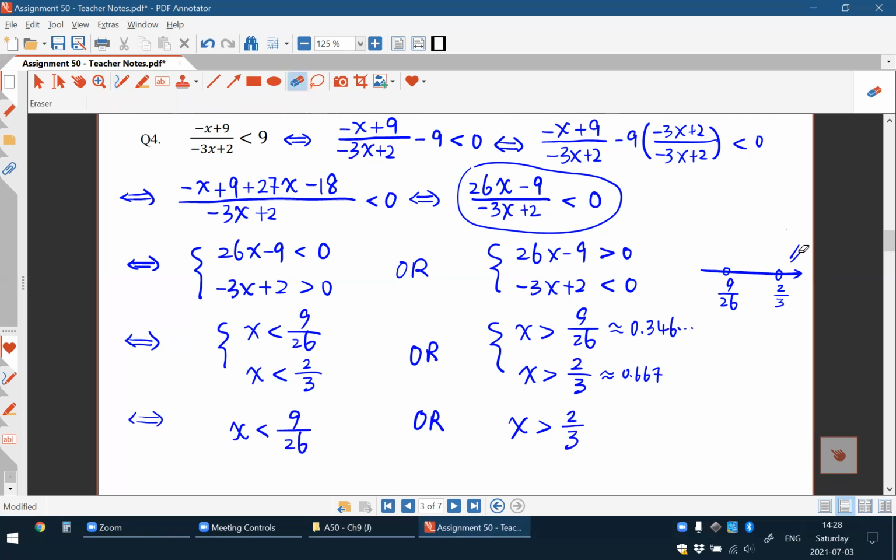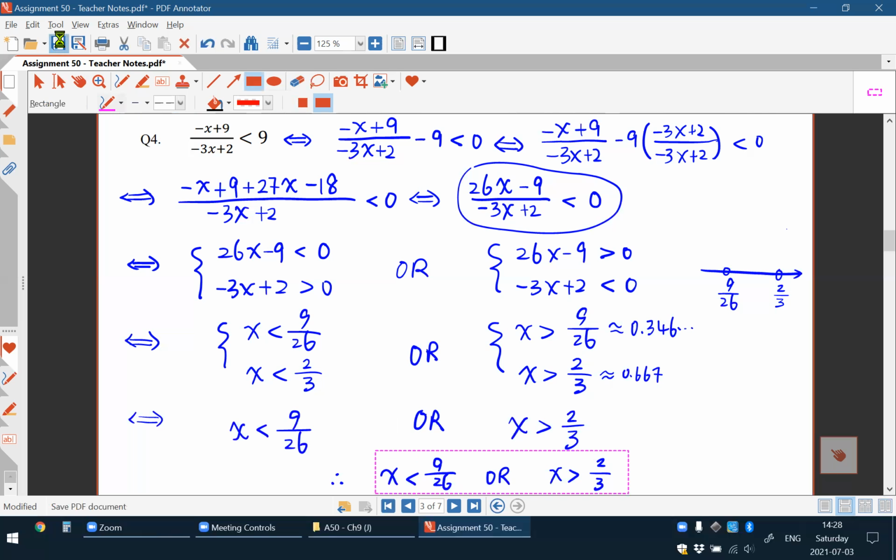Okay, so now we have these two solutions. X is either smaller than 9/26 or X is larger than 2/3. That means the final solution is X is either on this side or on this side, right? So this is our final solution here. Okay, have a look at this. Any questions?